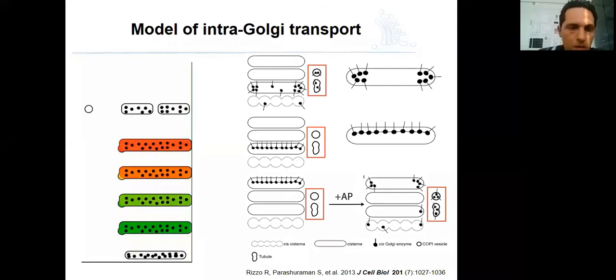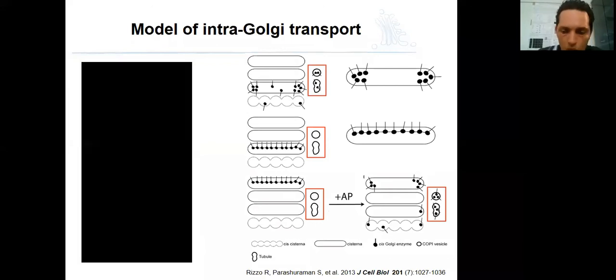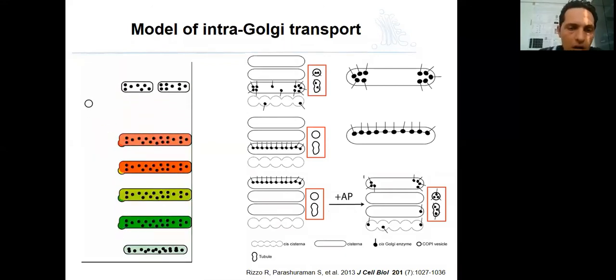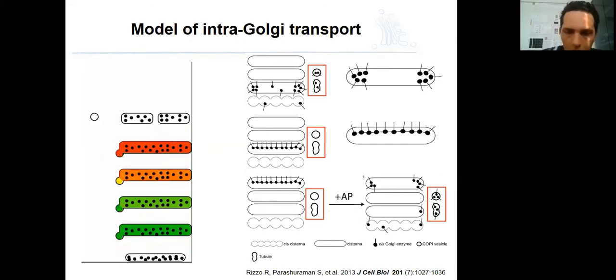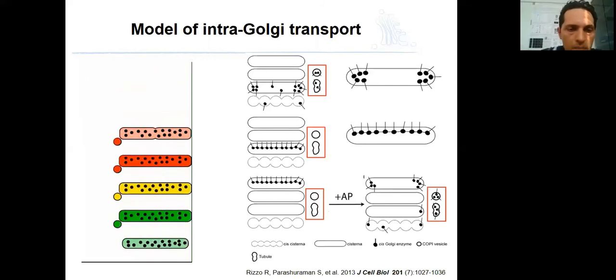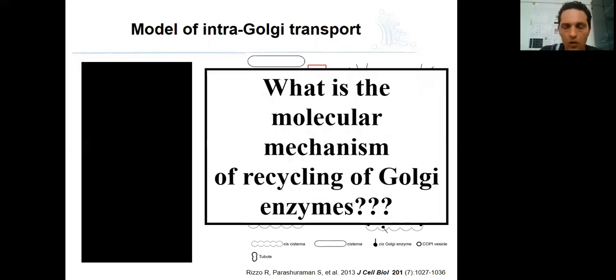This can be simply summarized by this animation, where you can see that cisternae move forward to transport the cargo, here represented by black dots, while Golgi enzymes, with different colors, always maintain the same position thanks to this recycling process. But this was the first demonstration in mammalian cells that the enzymes recycle. However, the molecular mechanism behind this process is not known.